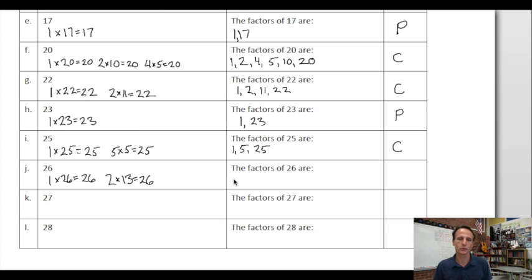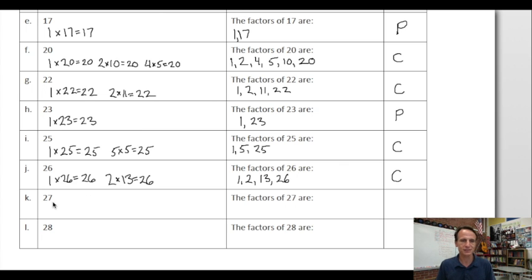So as we go through, we find that that's it. So 1, 26, 2, 13. Put them in order from least to greatest: 1, 2, 13, 26. So obviously that is composite. It has more factors than just 1 and itself.